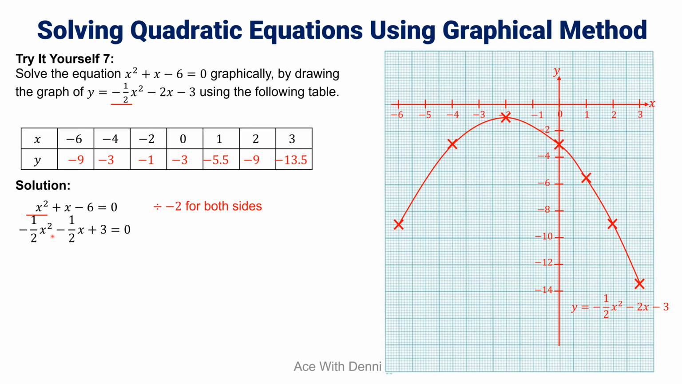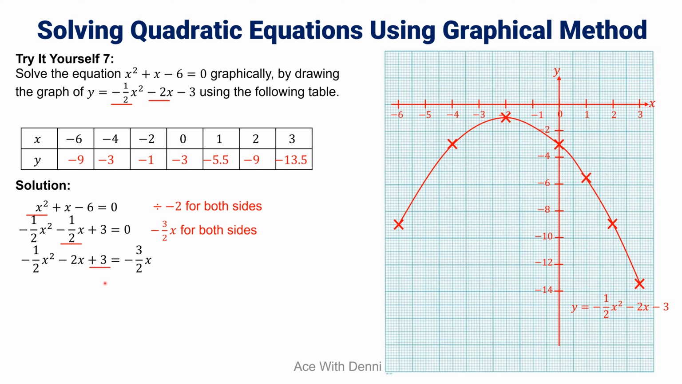Okay, so now the x squared term has the same coefficient as the equation of the graph. Now I move on to the x term here. I have negative half x, but I want negative 2x. So all I have to do is minus 3 over 2x for both sides, so that this term will become negative 2x. Then this is what I get: negative half x squared minus 2x plus 3 equals negative 3 over 2x.